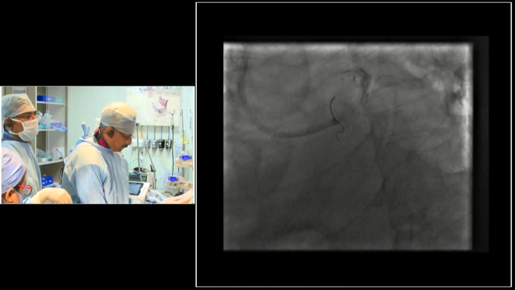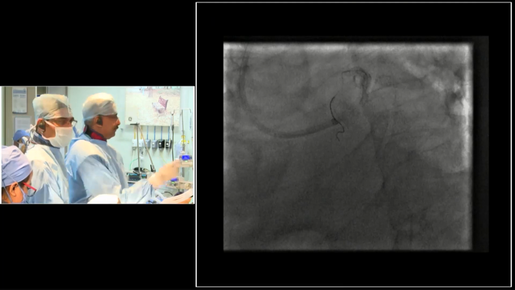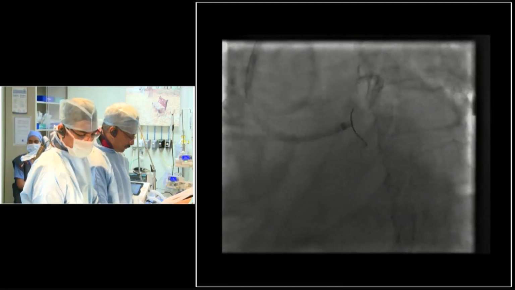Okay, so we'll go back to do the IVUS now. Then we needed the post-dilatation.